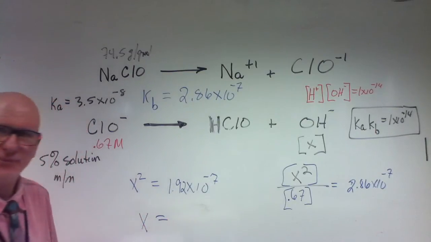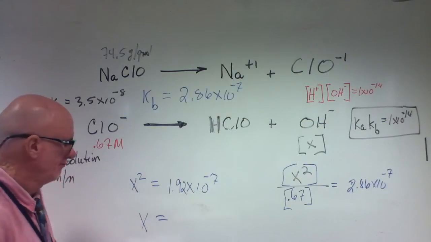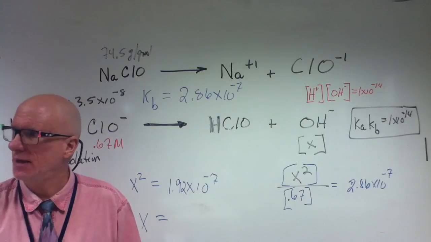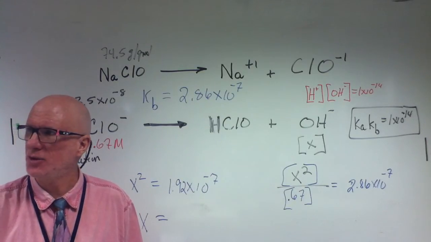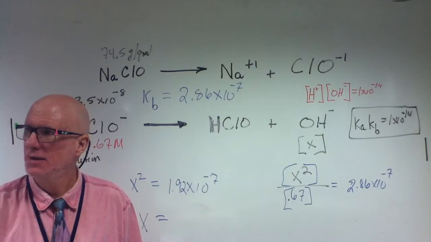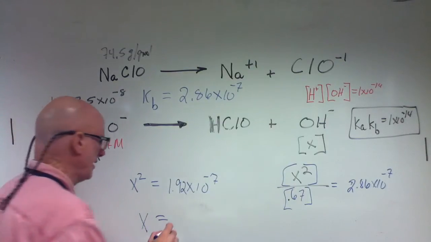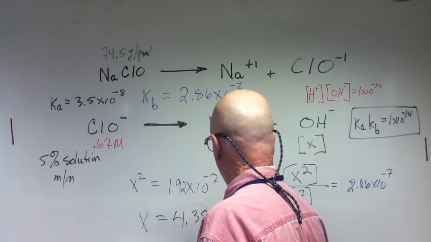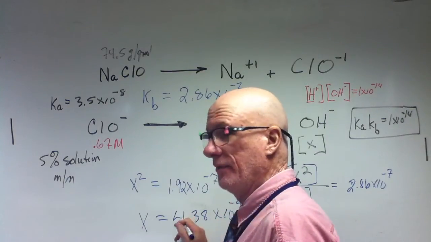What do you get? X equals 4.37 times 10 to the negative. 4.38. Victoria, what did you get? 4.38 times 10 to the negative 4. Is that right? Yes. Okay.